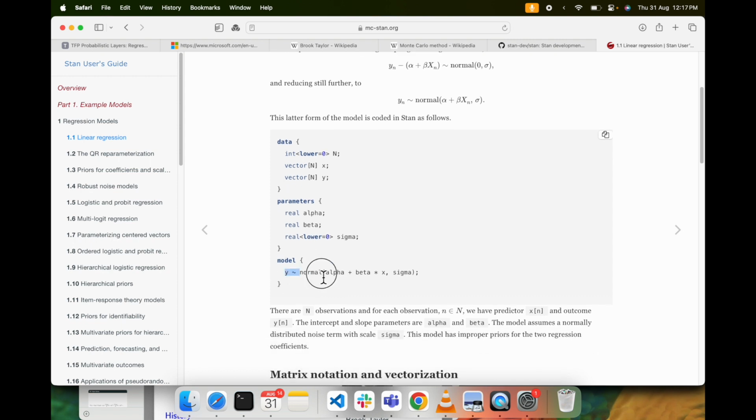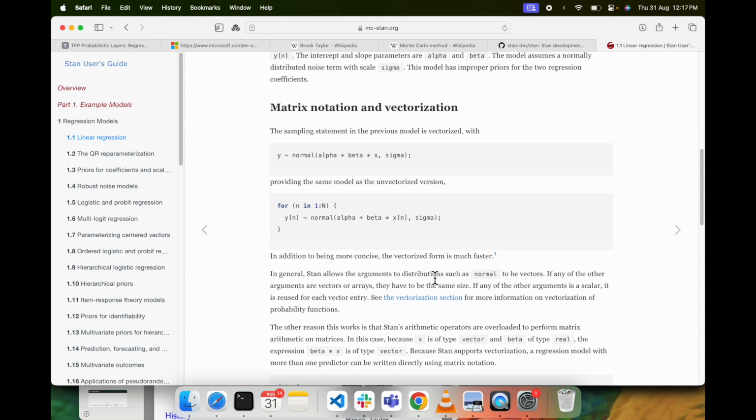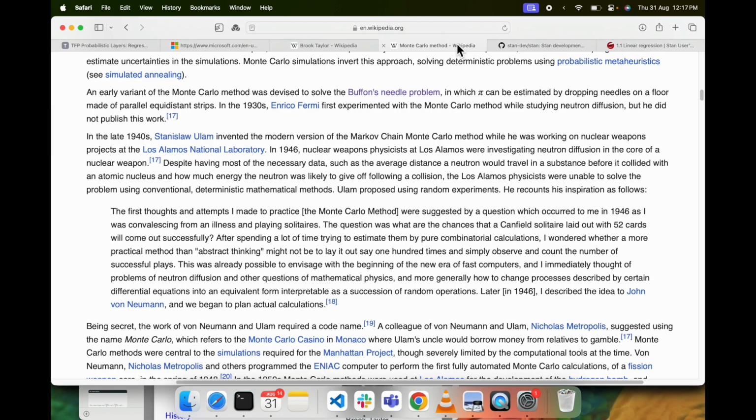And then you have a model which is y is given as normal of alpha plus beta into x, plus the variance, the scale sigma. So it's a very well used package for probabilistic programming. So a lot of the roots go back to the early 1940s and 30s.